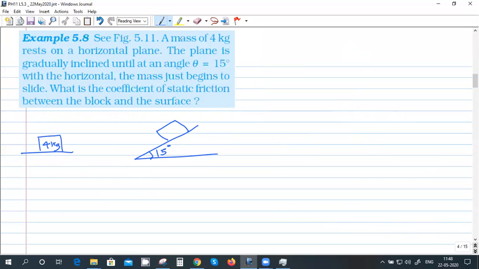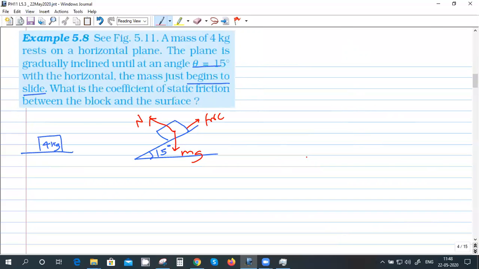This is at 15 degrees. It begins to slide. So what is the direction of friction force when it is sliding upwards or downwards? Upwards. Yeah. And there will be weight, mg, and normal reaction.